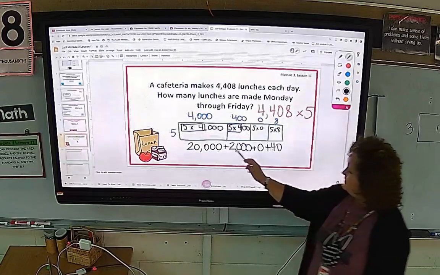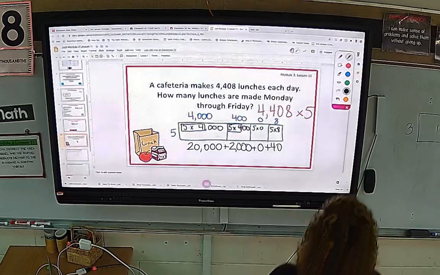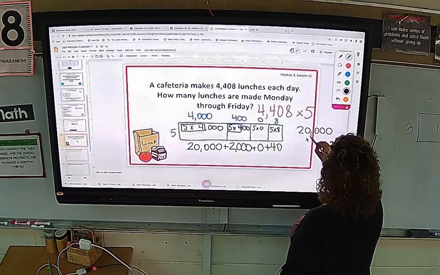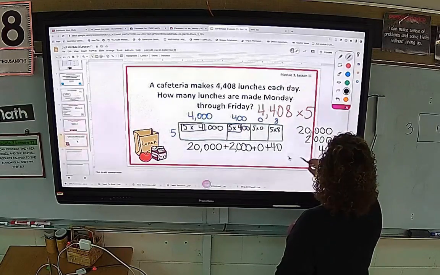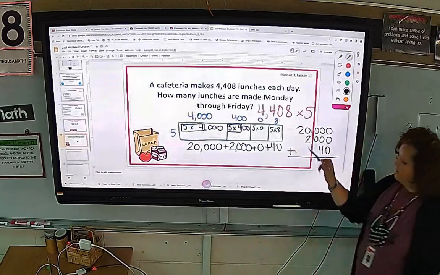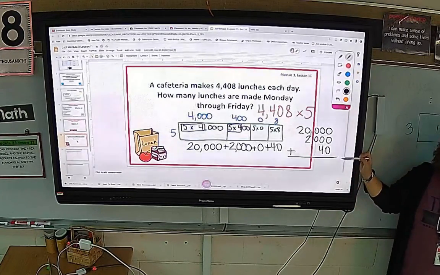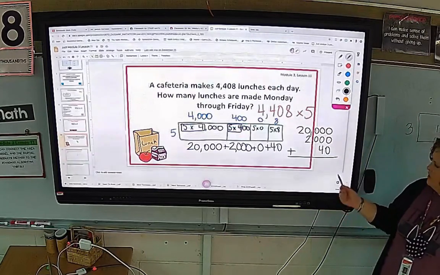Now put your plus signs in between all of those numbers so you remember to add them up. And go ahead and add them up. Just make sure you line them up correctly. Now this right here is where I'm not going to put that 0 in there. If you want to, you certainly can. It's not wrong, but I know I don't have to add a 0 because that's not going to change my answer.